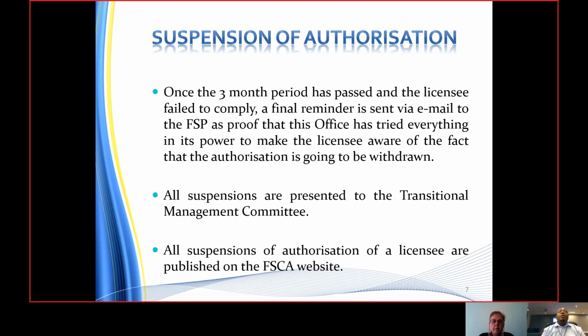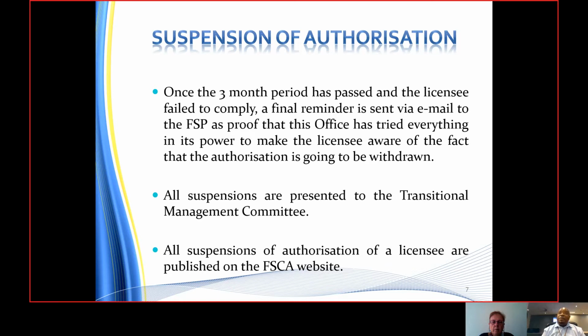So all regulatory action where the FSCA either takes the decision through a suspension or a withdrawal, those powers are delegated to the Transitional Management Committee in terms of the FSR Act. So those decisions must be made by that committee for them to be valid, as the FSR Act only delegates these powers to the Transitional Management Committee.